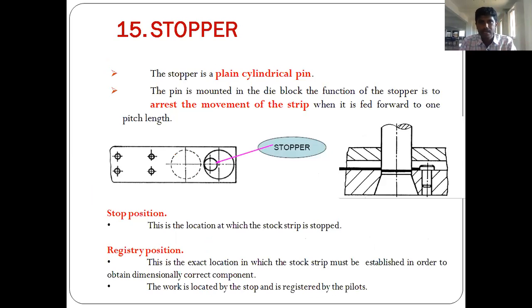Next is stoppers. Stoppers also play the same role. They are plain cylindrical pins and they arrest the movement of strips when it is fed forward by one pitch length. You can see here wherever the pitch is to be maintained, you are going to use these stoppers. They make a stop position, whereas the registry position can be done with the help of the pilots, which locate the sheet metal at exact positions.